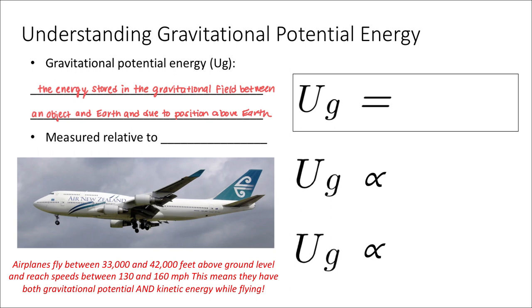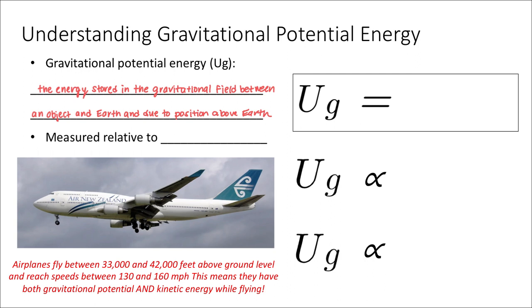And so the idea is that gravity likes to pull things down, right? It wants everything at the surface of the Earth. And so the farther you are away from the Earth, essentially the more gravity can act on you. So this potential energy, you can think about it like some resistance to gravity. And the farther you are away from the Earth, the more potential is stored in that gravitational field.